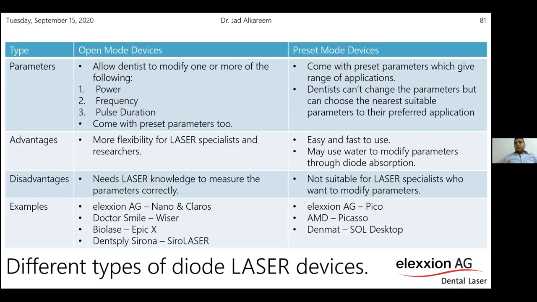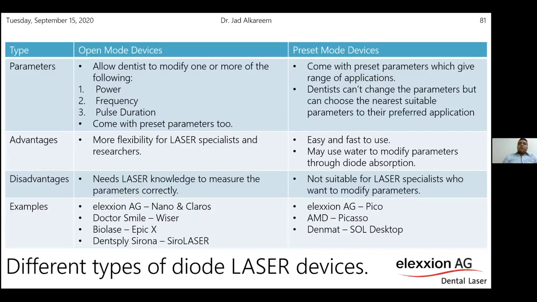For the preset mode devices, they have an advantage because they are very easy to use, fast to use. It's just like plug and play. You will just choose the application and start. Sorry, you will just use the program and start the application.